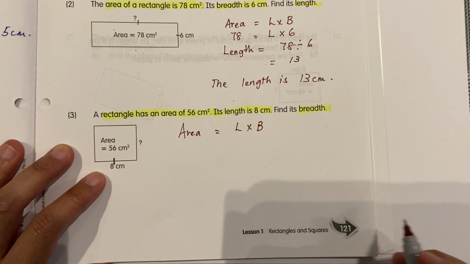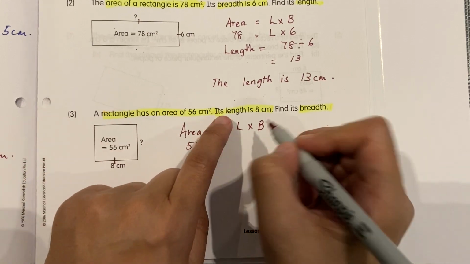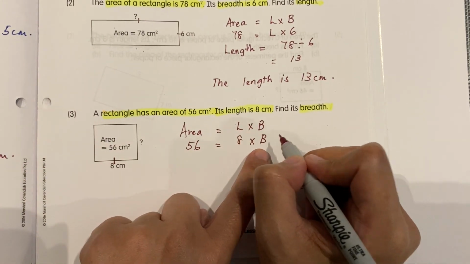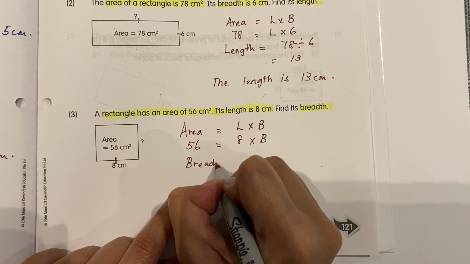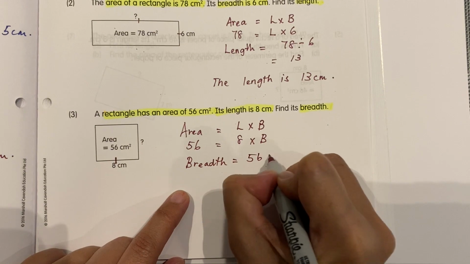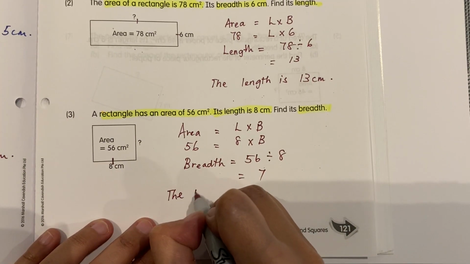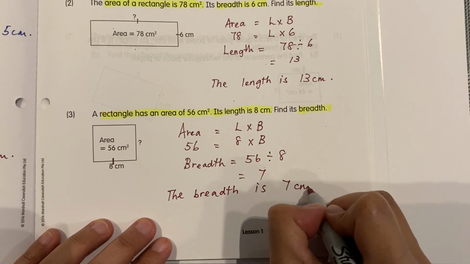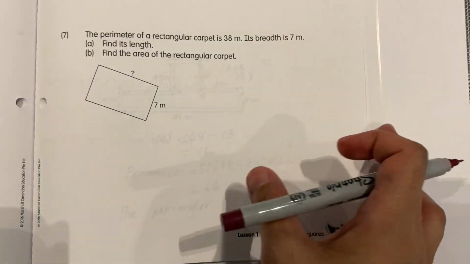So we have here area equals length times breadth. Always go back to the formula. Then you fill in what's the area, 56. The length is given as 8. Do you know the breadth? You don't know, just copy down as B. So your breadth here equals 56 divided by 8, and your answer is 7. So the breadth is 7 cm. Okay, let's take a look at the next page.